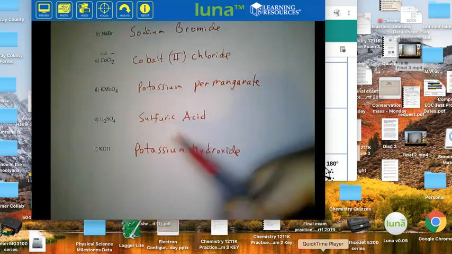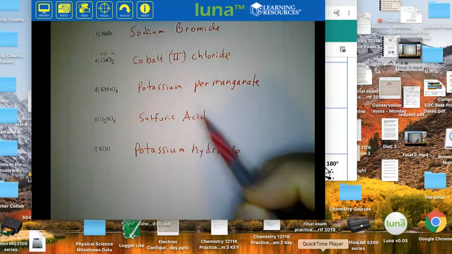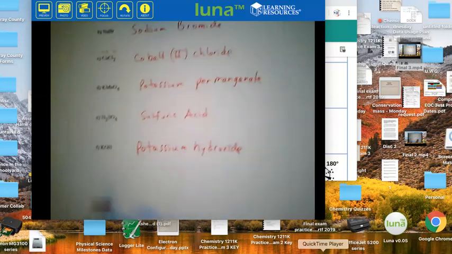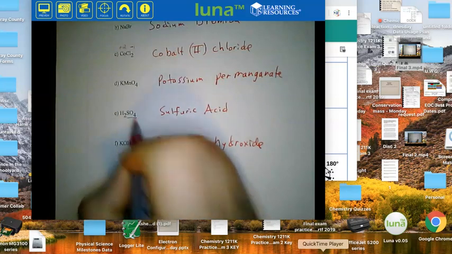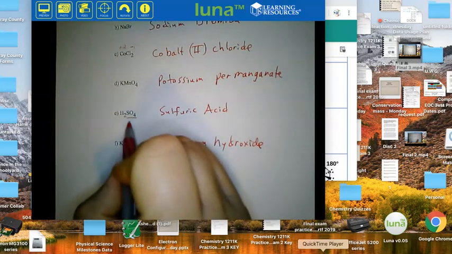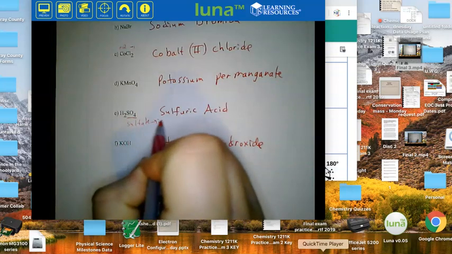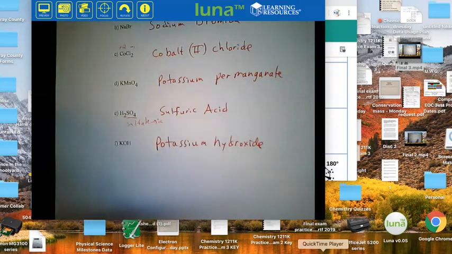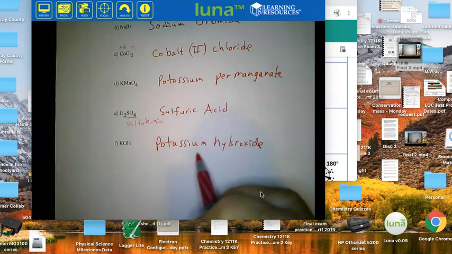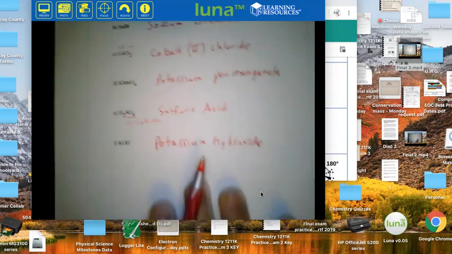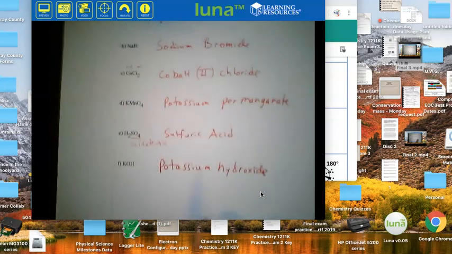All right, H2SO4 is sulfuric acid. SO4 is sulfate, so sulfate becomes -ic, so sulfuric acid. KOH, K is potassium, OH is hydroxide, potassium hydroxide. That's a strong base, so that's the name for KOH.